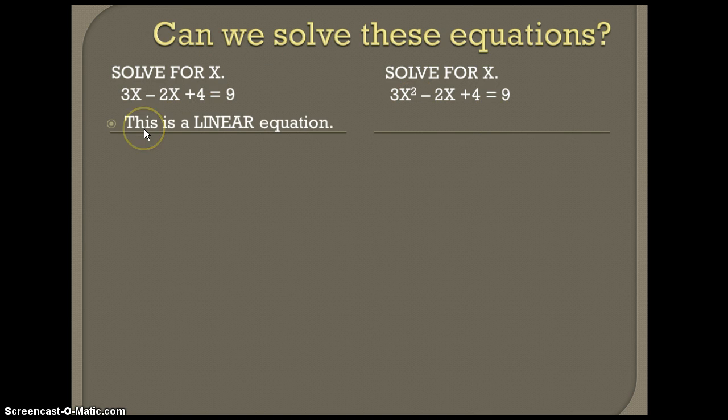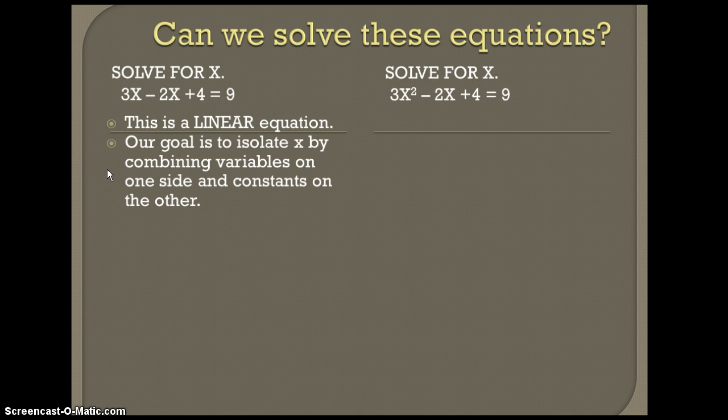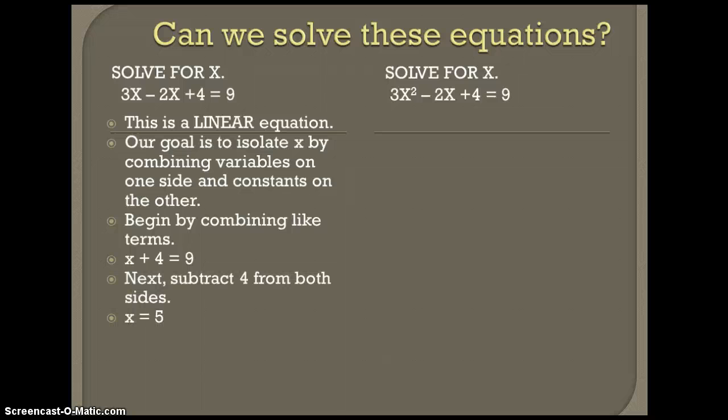So let's start with the equation on the left. This is definitely a linear equation. To solve a linear equation, we combine the variables on one side and we get the constants on the other side. So to combine like terms, we do 3x minus 2x, and we get x plus 4 equals 9. Then we would subtract 4 from both sides, getting a solution of x equals 5.